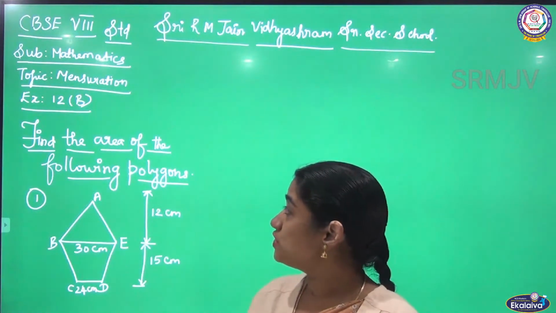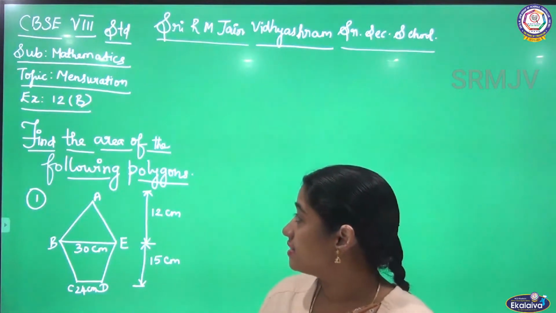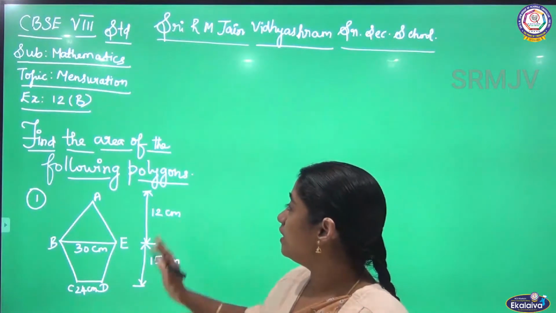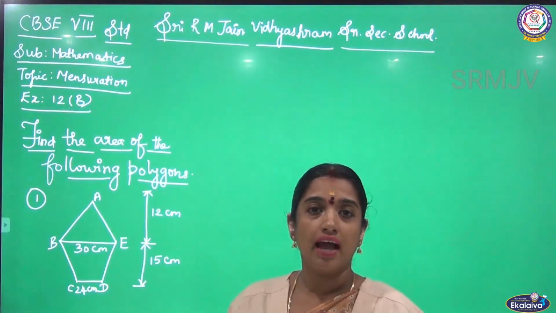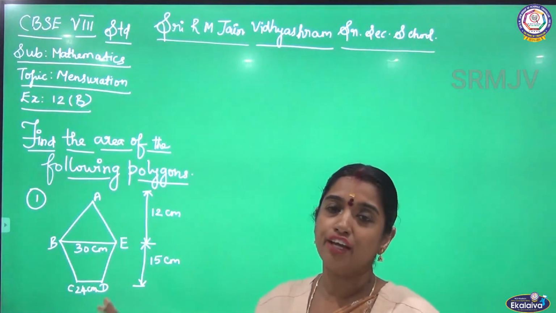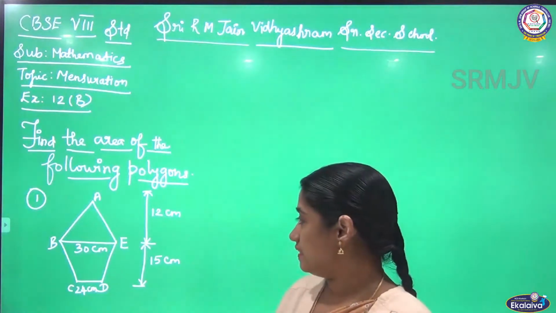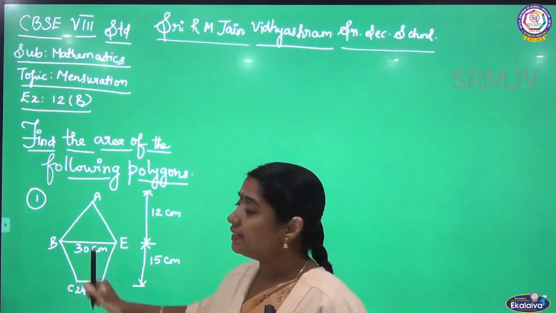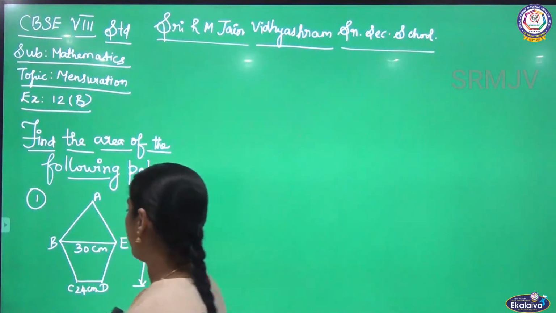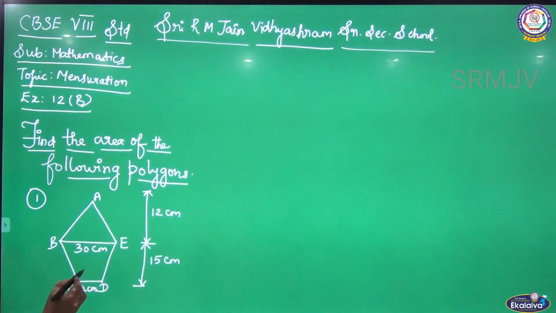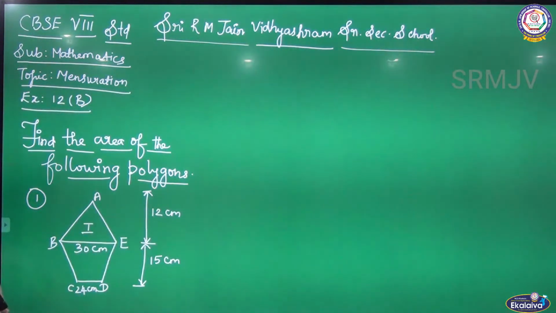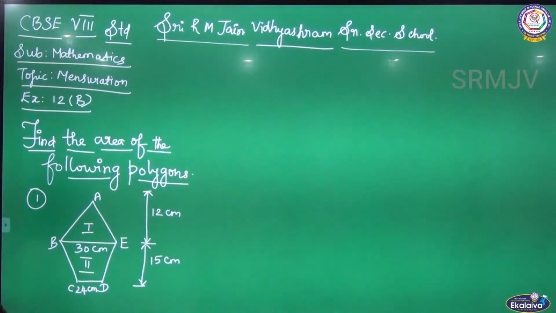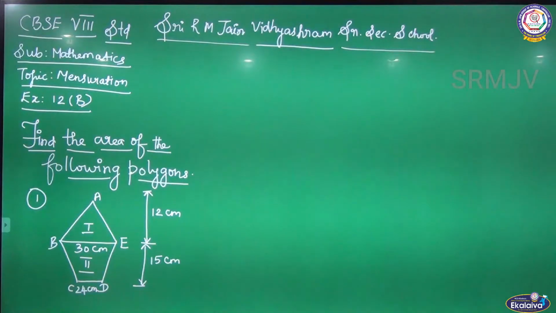Now I am going to start the mensuration exercise 12b. Listen children, we are given the polygons and I am going to find the area of the polygon. See this polygon. They split that into two. For example, this is figure 1 and this is figure 2. Got it? Figure 1 and figure 2.